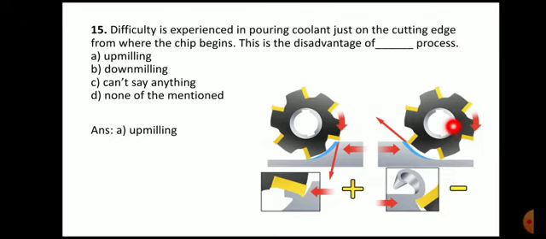Now this is an example of upmilling. Here this point is nothing but the beginning of chip. I am showing it with the help of my pointer. So this is the point where the chip begins. So the delivery of the coolant is very difficult at this point. So the answer is upmilling.